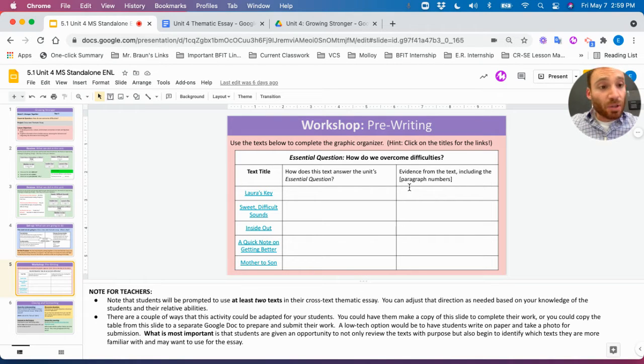It may be helpful to do one together as a class, as a model, and to have students do a number on their own. Again, we want to support students, but we also want to help facilitate them becoming more independent with the writing process.